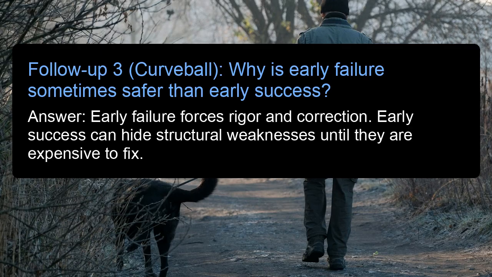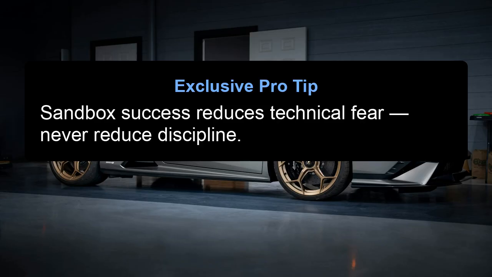Follow-up 3. Curveball. Why is early failure sometimes safer than early success? Answer: early failure forces rigor and correction. Early success can hide structural weaknesses until they are expensive to fix. Exclusive pro tip: sandbox success reduces technical fear, but never reduce discipline.